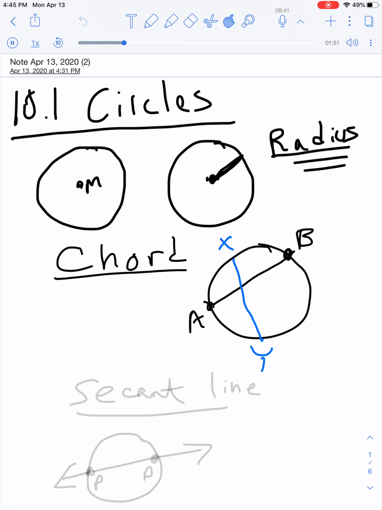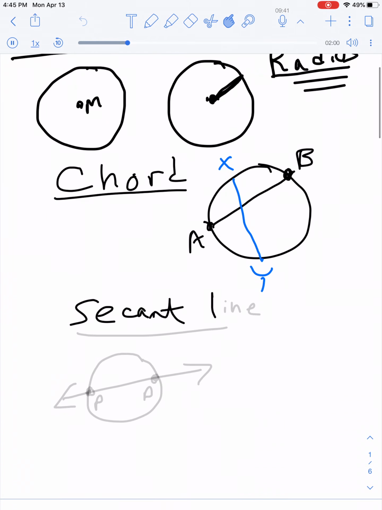Now if we extend a chord, you end up with what's called a secant. Secant line, I should say, because it is a line. And with the secant line, it's like a chord. It just merely takes a chord and extends it. So if you take these 2 points here and just go all the way across, this would be a secant line. It still connects 2 points of a circle. Call it, I don't know, P and D. But it's a secant line, whereas a chord is just a segment. It truncates.